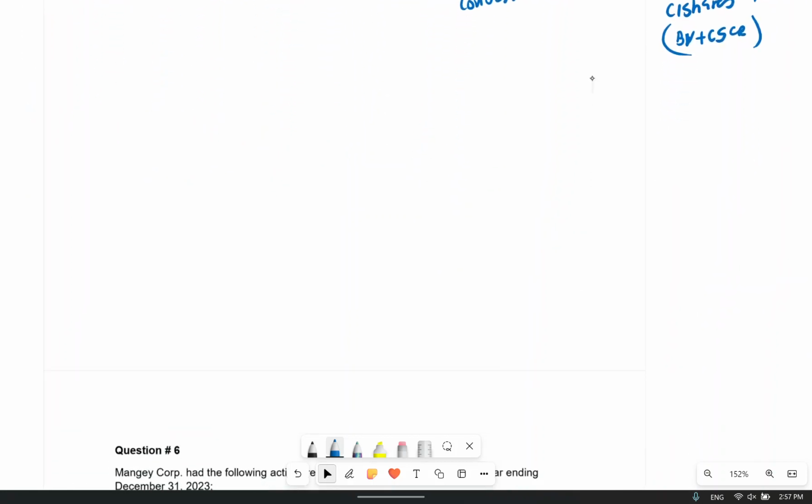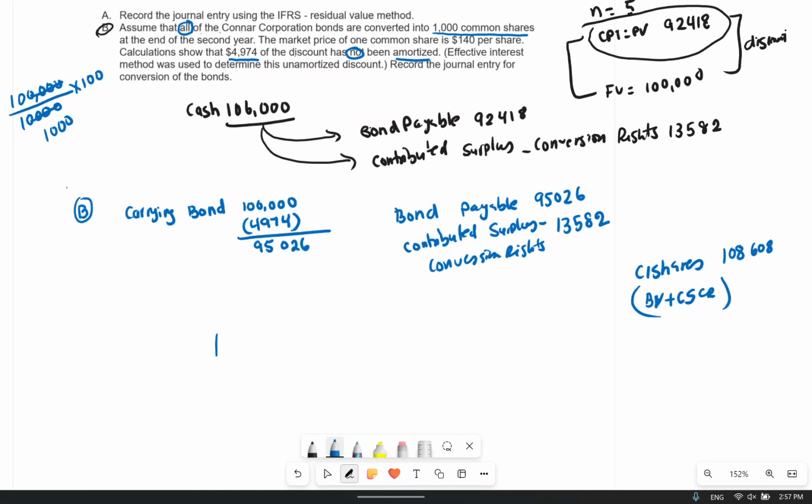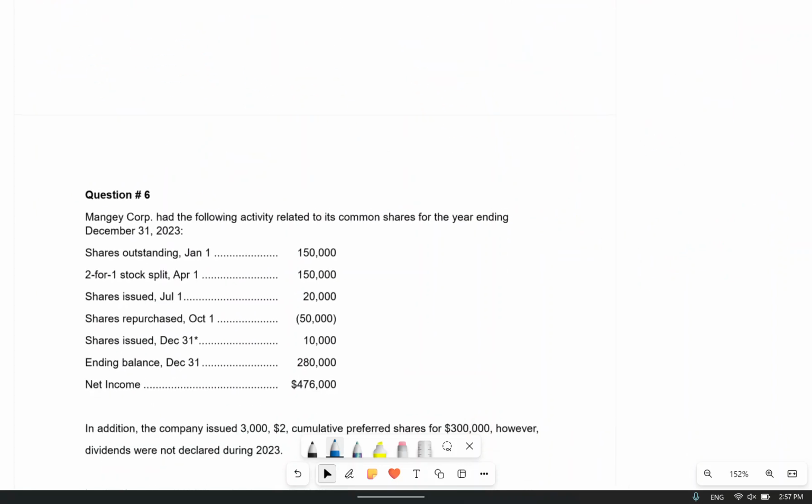Going further, now how many shares were converted? We converted 1,000 common shares. So this bond is converted into shares. When we converted into shares, we issued new 1,000 shares.